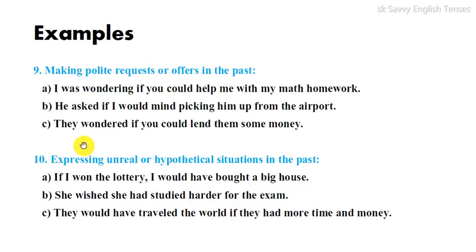Okay, number nine is making polite requests or offers in the past. For example, I was wondering if you could help me with my math work. He asked if I would mind picking him up from the airport. They wondered if you could lend them some money. Okay, number 10 is expressing unreal or hypothetical situations in the past. For example, if I had won the lottery, I would have bought a big house. She wished she had studied harder for the exam. They would have traveled the world if they had more time and money.